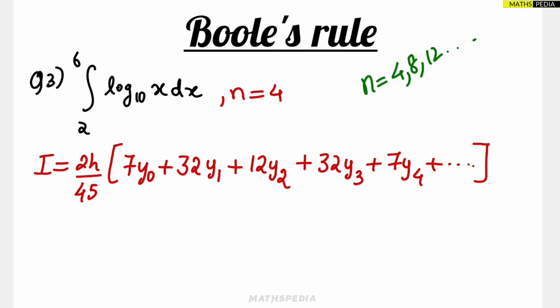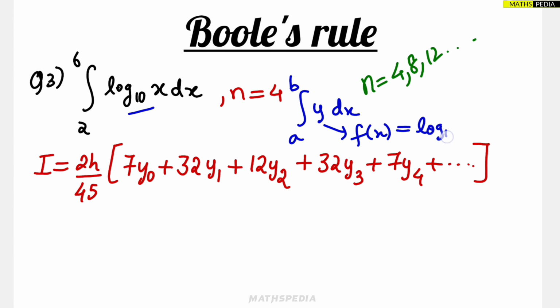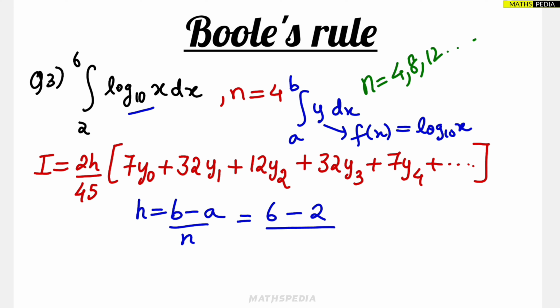Now by comparison with the actual definite integral from a to b of y dx, where y is f of x, and in this question f of x is log x base 10. Now what is the value of a? A is 2, b is 6. First we have to find the h value. H is equal to b minus a by n, where b is the upper limit. So 6 minus 2 divided by the interval. Interval is here 4. So 6 minus 2 is 4, 4 by 4 is equal to 1.